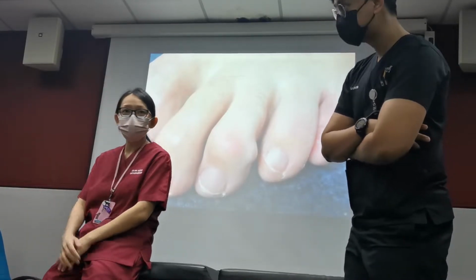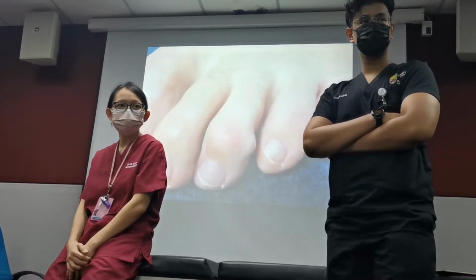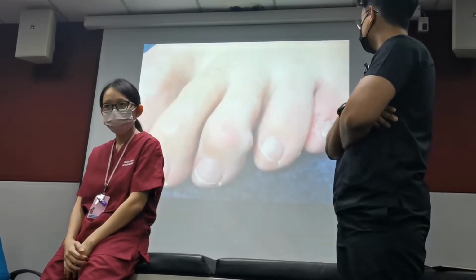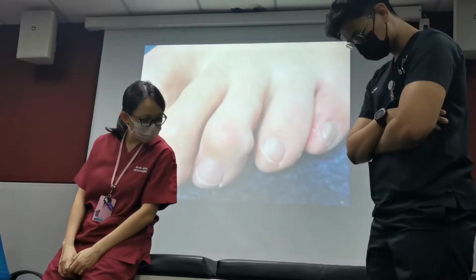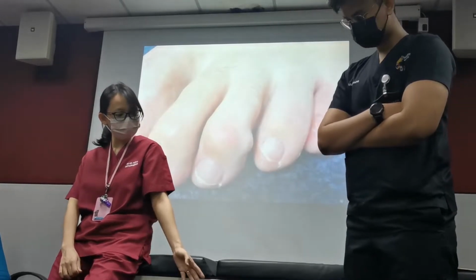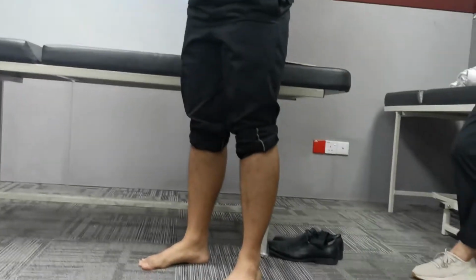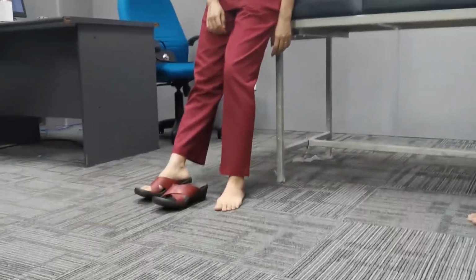What is in the picture? Mallet toe. What's the definition of mallet toe? Flexion at the distal interphalangeal joint. So you can see it's very nice, especially on the second and third toe. Look at your own toes, very nice and flat. You can see very clearly all the toenails are facing up, whereas for me, some of my toenails are facing forward.